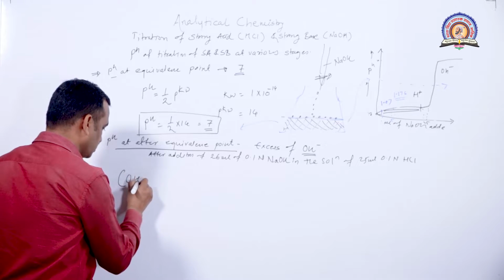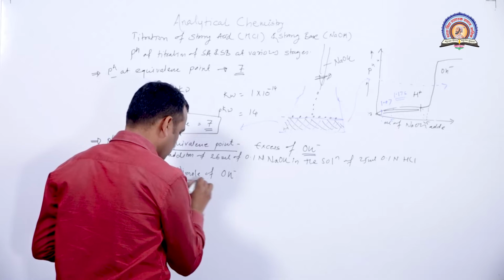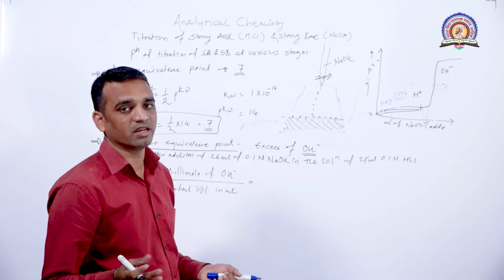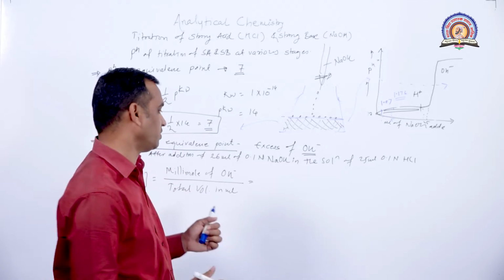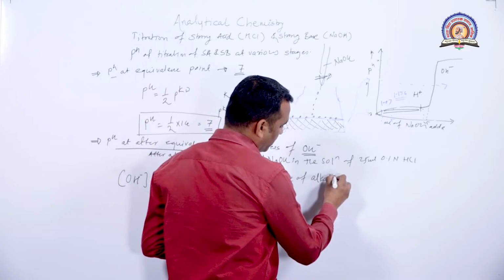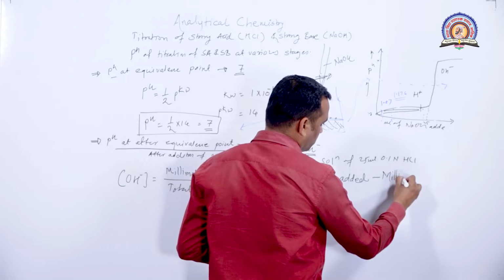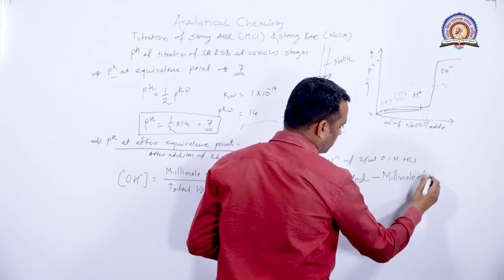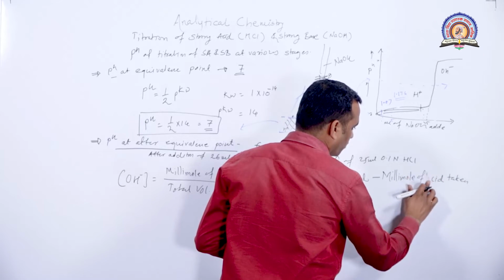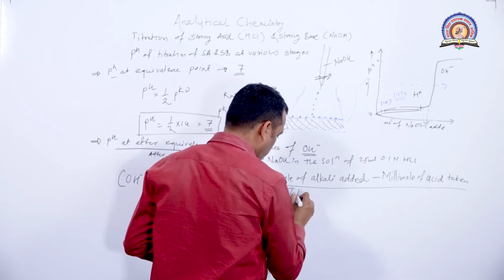The OH minus ion concentration is equal to millimole of OH minus divided by total volume in ml. So how to calculate that OH minus ion concentration? The OH minus ion concentration is given by the formula: millimole of alkali added, that means the base added, minus millimole of acid taken, divided by total volume in ml.